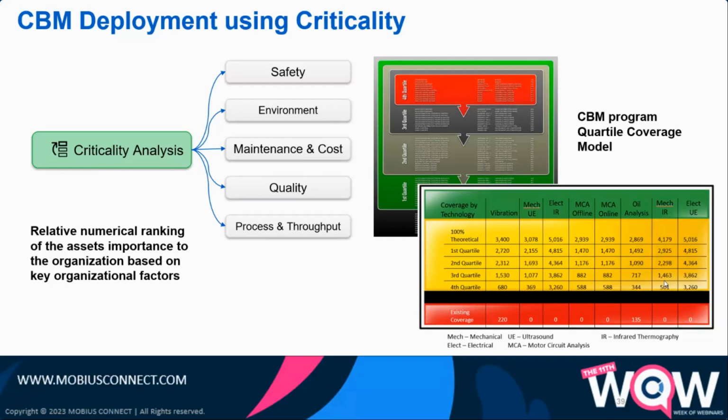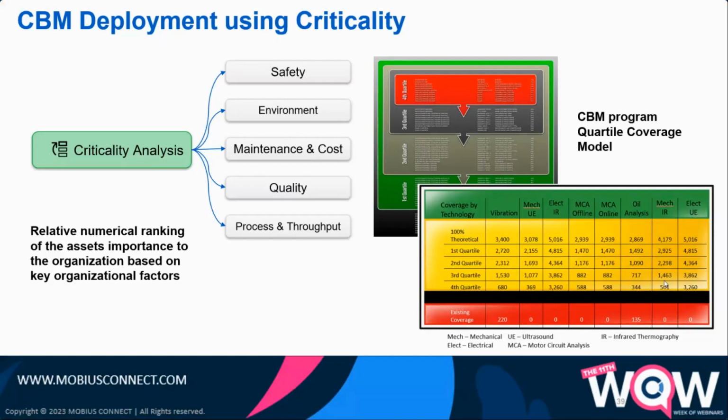So there's an approach that's referred to as the quartile coverage model. What this model does is it takes your total asset listing based on your criticality and breaks them into 4 sections. Those 4 sections are defined by criticality cutoffs from highest critical to lowest. And you use this quartile coverage to deploy your condition monitoring strategies in maintenance strategy in a stepped approach.